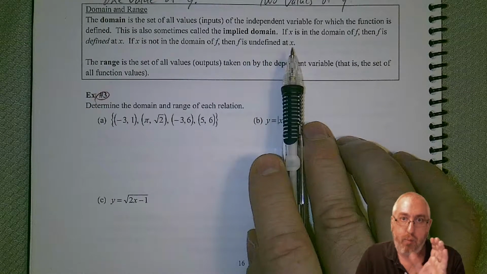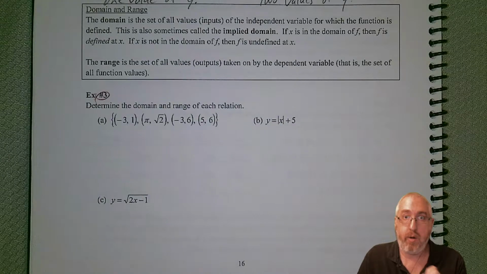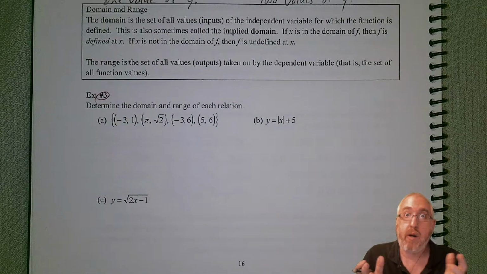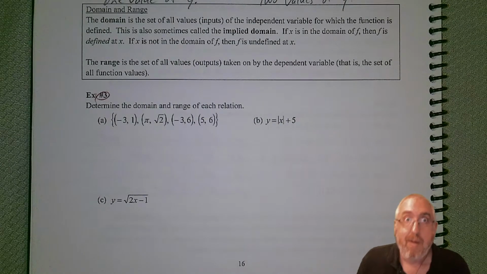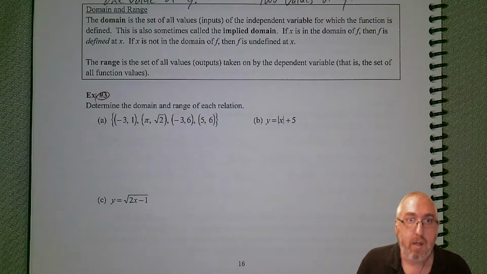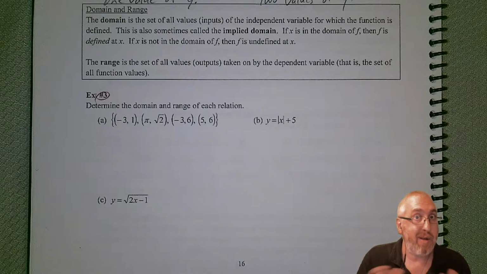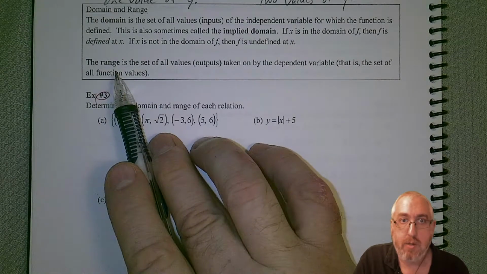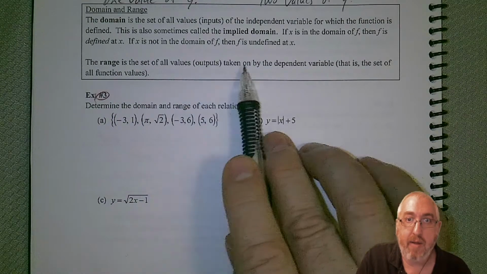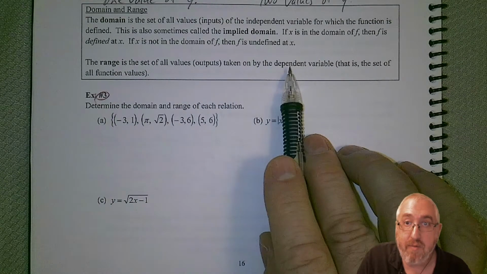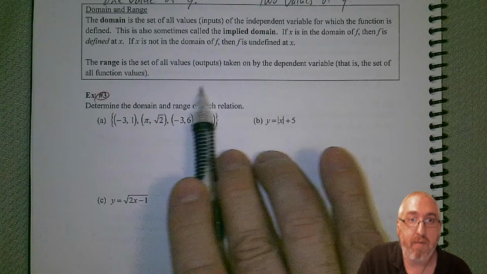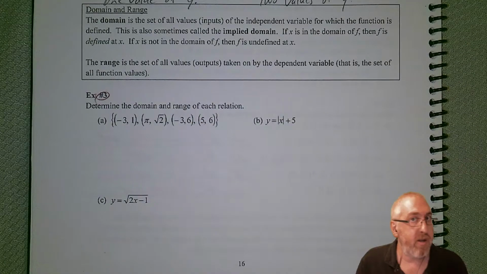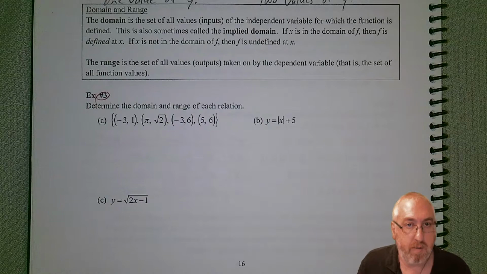So that's really your starting point when you're looking at a function: what values can I plug in? So that's, again, what inputs do you have available? And so you want to know what you can plug in and what you can't plug in. The range, on the other hand, is what do you get out of it? So that's all of your outputs, and they are based on the dependent variable, that is the set of all function values. So we can look at domain and range from a couple of perspectives.